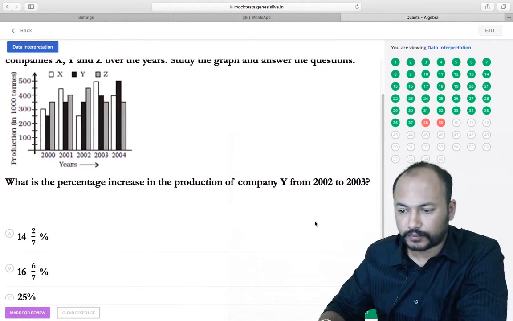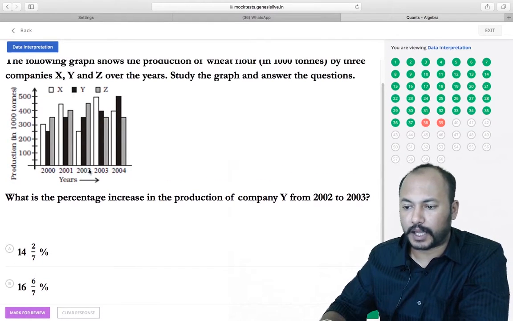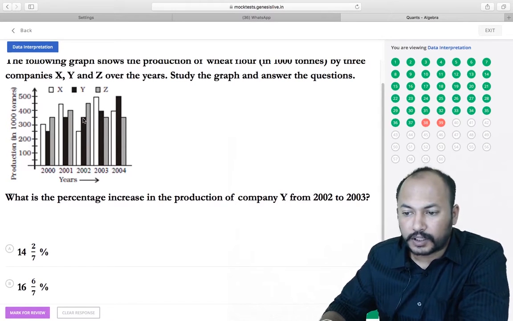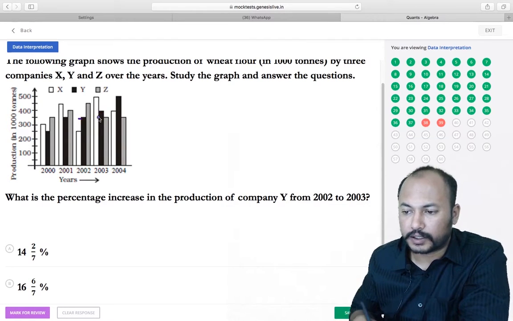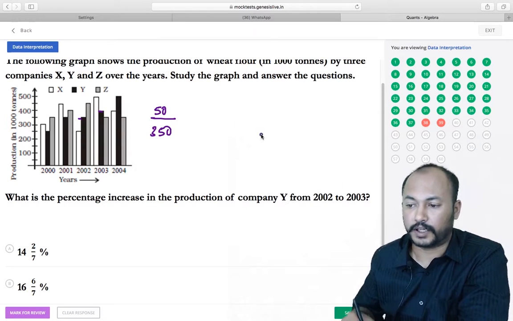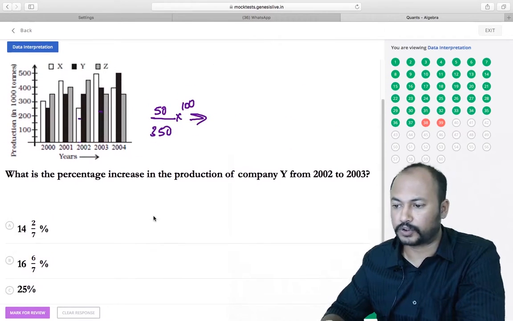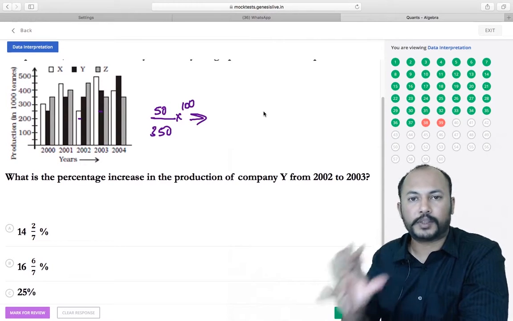All right. What is the percentage increase in the production of company Y from 2 to 3? Company Y, black, from 2 to 3. Direct question. The difference is 50. This one and this one. So difference is 50 divided by 350. 350 because we are comparing with respect to 2002 from 2 to 3, right? So into 100 obviously. Look at the options. There is a huge difference amongst the options. So 50 is what percentage of 350 is the question.